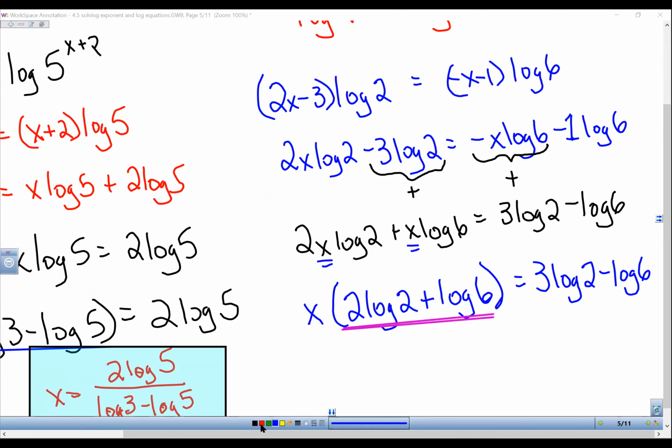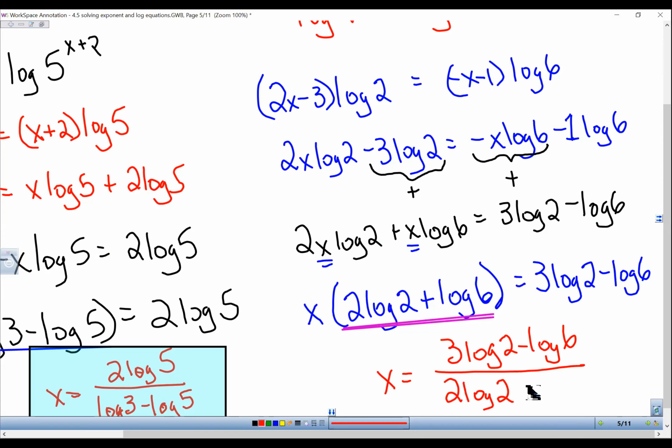So our final answer is going to be x equals 3 log 2 minus log 6, all divided by 2 log 2 plus log 6. And again, there's nothing to cancel. Don't try to cancel anything out. Don't try to simplify. Just leave it like that. For these questions, again, they will be in log form, and you will always get a fraction as your answer.